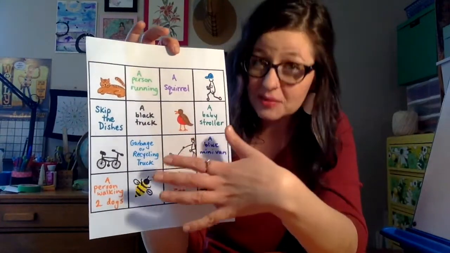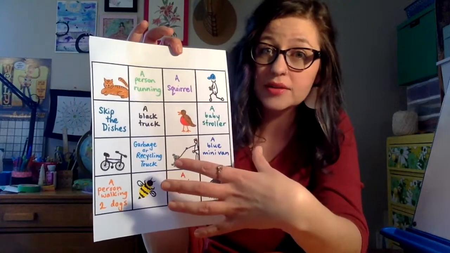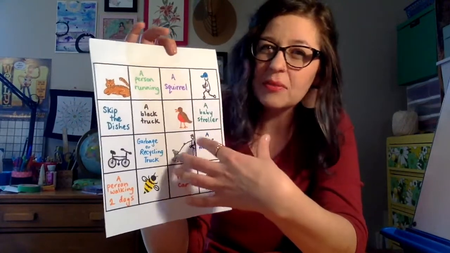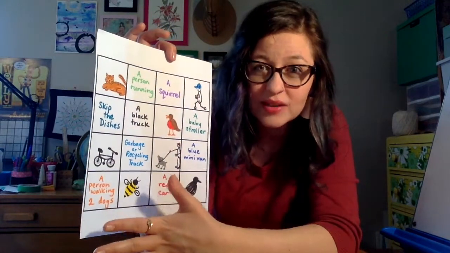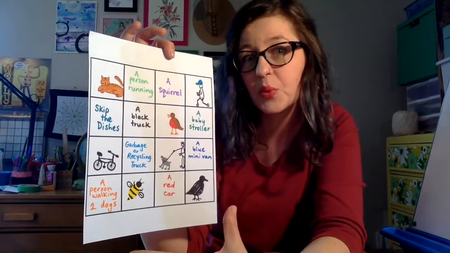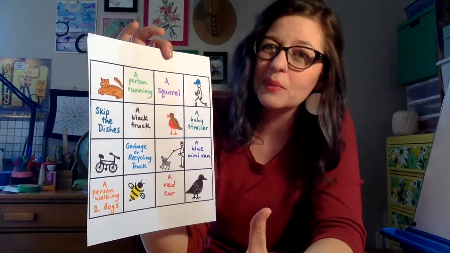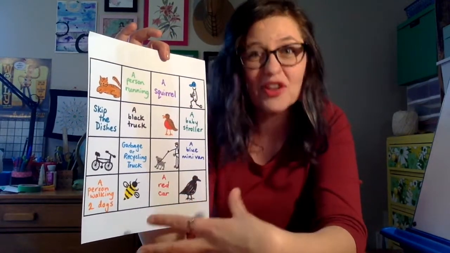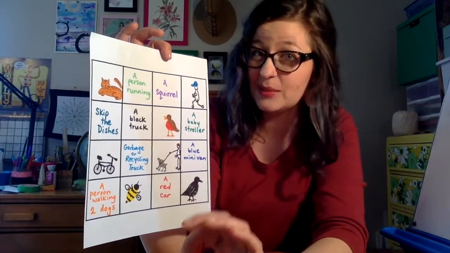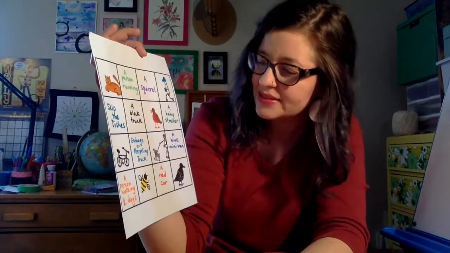Now, you could have some of the same things on your cards, but you wouldn't want to have them in the same spot. So if their card looked exactly the same as yours, and then you were both sitting watching out the window and playing bingo, you'd both end up getting bingo at the same time. So even though you could use the same stuff, you wouldn't want to put it in exactly the same spot. So hopefully that makes sense.